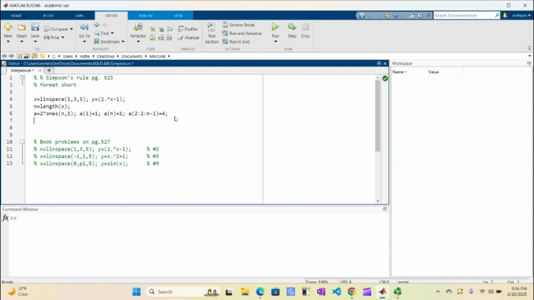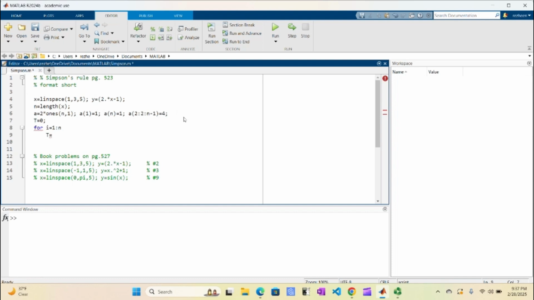And then we're next gonna say t equals 0, initialize the summation for Simpson's rule. And we're going to have a for loop. So for i equals 1 to n, we'll have t equals t plus a of i, multiplied by y of i, like this. All right, and that's it. That's all we do in the for loop.